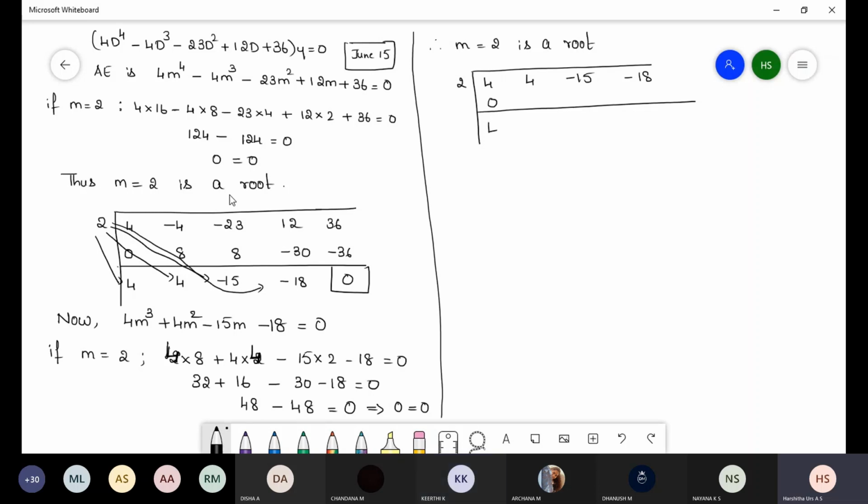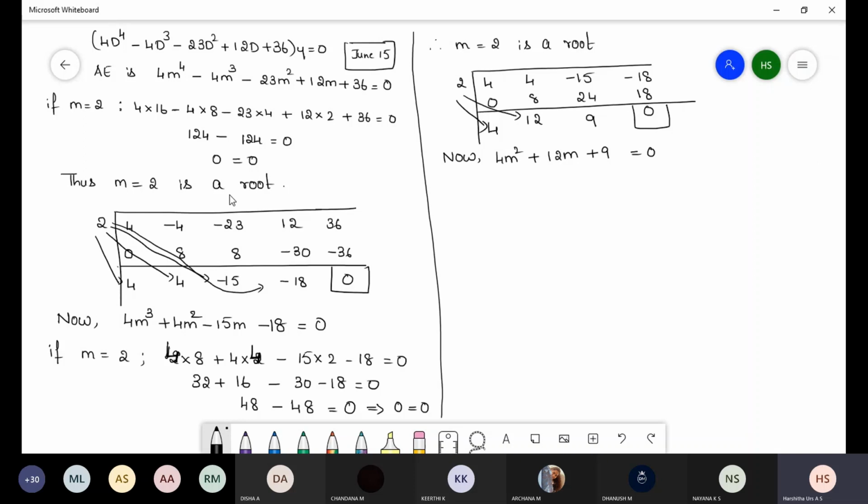4 plus 0 is 4. Again 2 into 4, 8. Again 12 into 2, 24. 24 minus 15 is 9. 2 nines are 18. So we get here 0. Now here we have to start writing the equation from the degree. We started here with m cube. Here, from which we have to write. Yes, very good. 4m square plus 12m plus 9 is equal to 0.